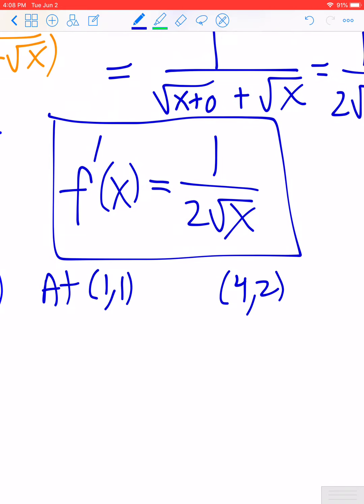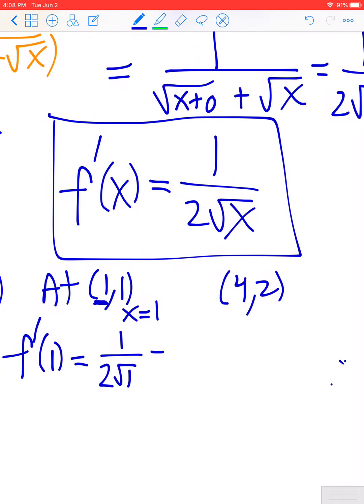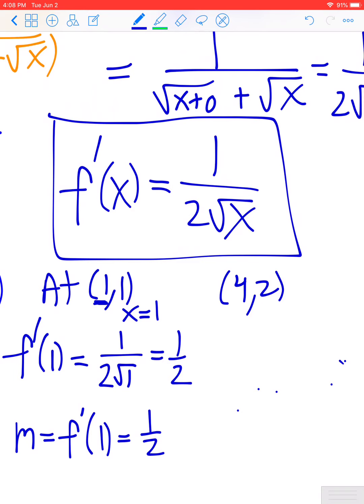Again, if you hear that buzzword, slope of the tangent line, slope of the curve, that for us is synonymous with the derivative. So f prime, this is at x equals 1. If I plug 1 into the derivative, we get 1 divided by 2 square roots of 1, which would be a half. So the slope of the curve at (1, 1) has a slope of a half.